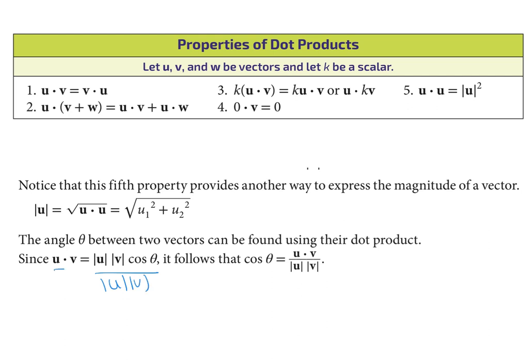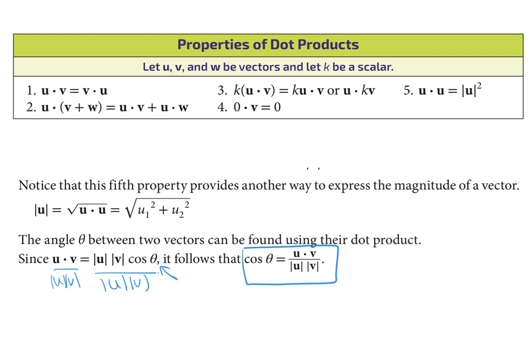I'm going to get cosine of theta by itself. All right? So given two vectors, I can use the dot product to find the angle in between them. This is going to help us with word problems. If we have the two magnitudes and we need the angle in between, we can use the dot product to find it. So all I did was take our original dot product and divide it out, solving for cosine of theta. I got that by itself instead of the dot product by itself.